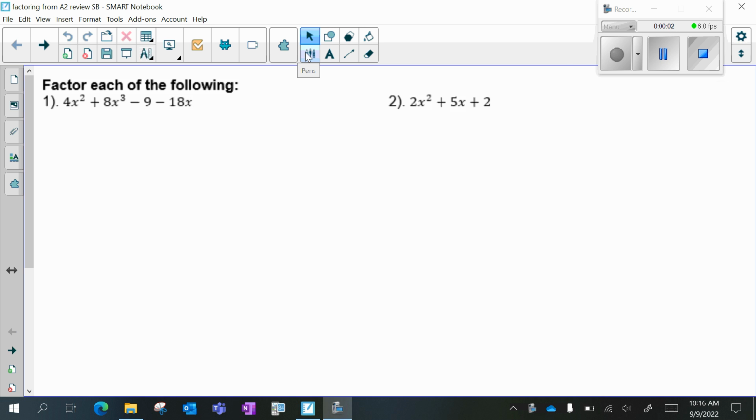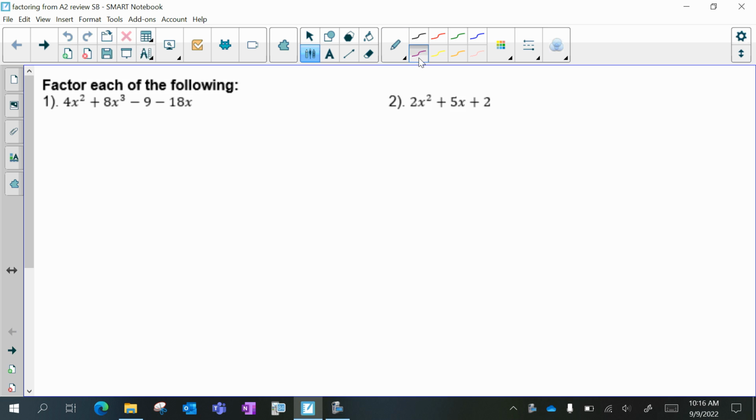So for this video, we are going to review some more factoring. When I have 4 or more terms, obviously we always check for GCF first, but then we are going to factor by grouping if there is no GCF. So you'll notice that in number 1, it's not in standard form. So if you'd like, you can reorder it.